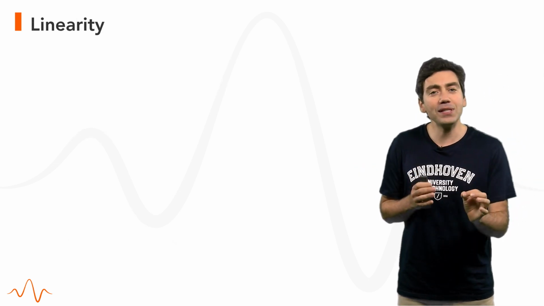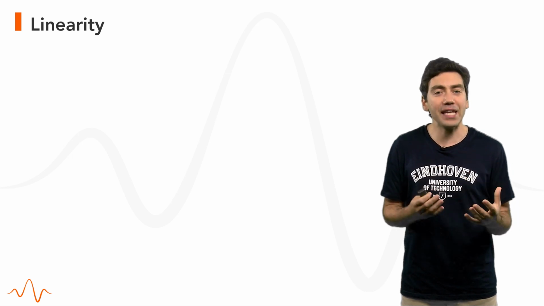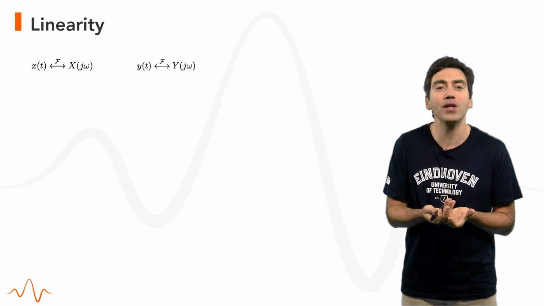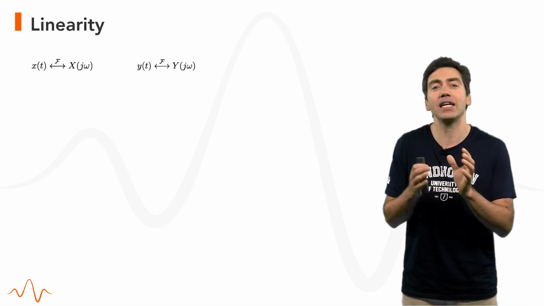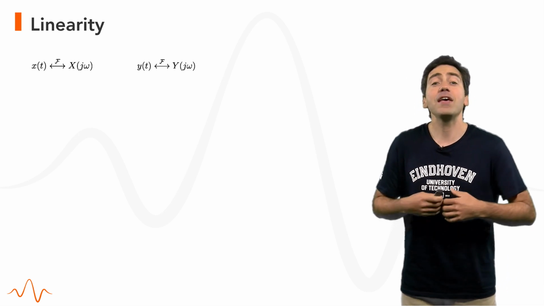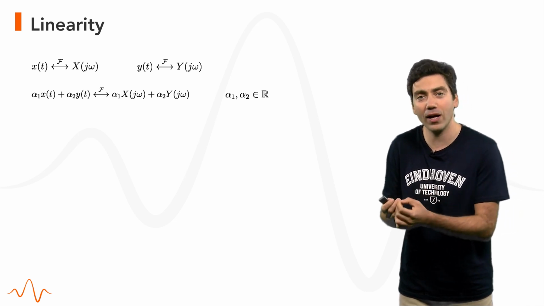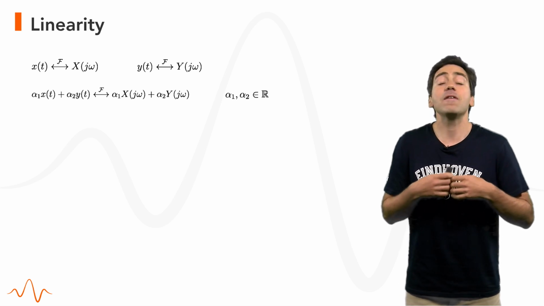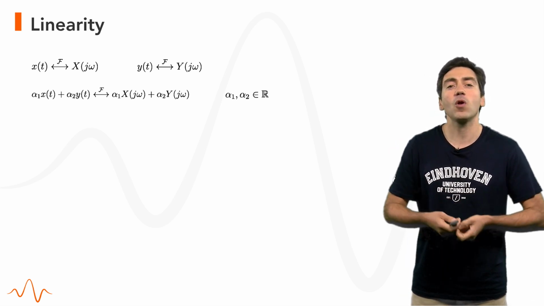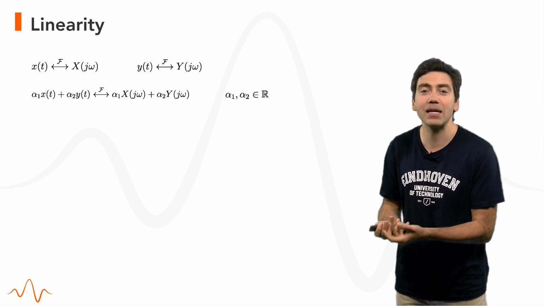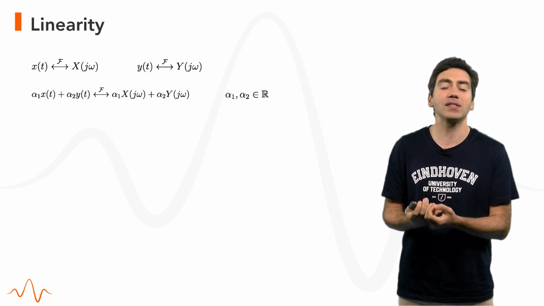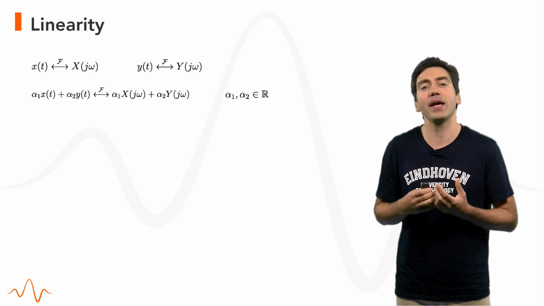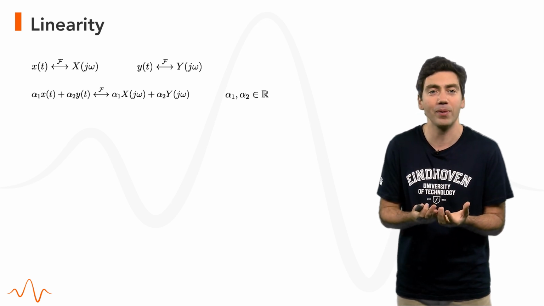Let us start with a very simple property of the Fourier transform, linearity. If we have two signals, x of t and y of t, and corresponding Fourier transforms capital X of j omega and capital Y of j omega, if we take a weighted sum of x and y, if we consider alpha 1 times x of t plus alpha 2 times y of t, the Fourier transform of this weighted sum will also be the same weighted sum of the Fourier transforms of the original signals capital X and capital Y. So basically, alpha 1 times capital X of j omega plus alpha 2 times capital Y of j omega.